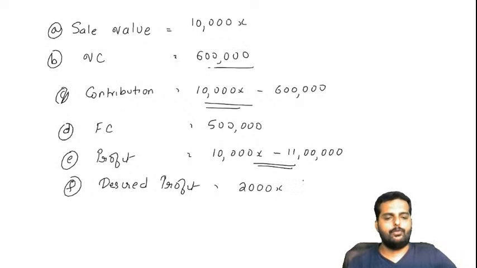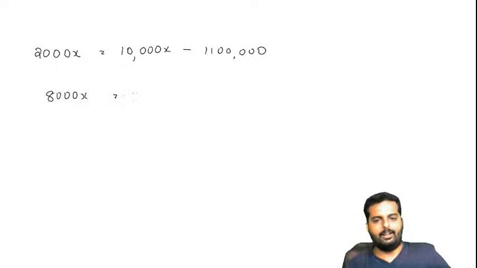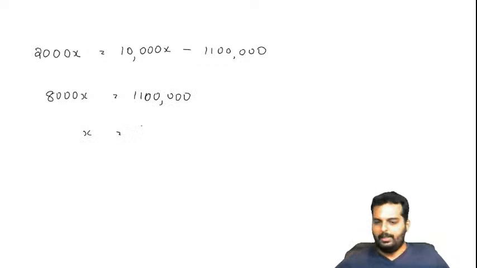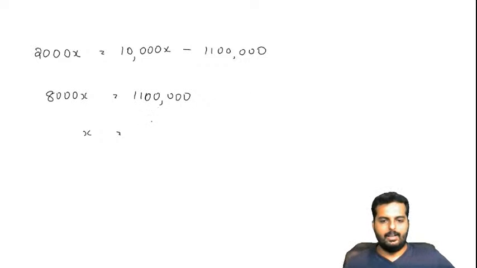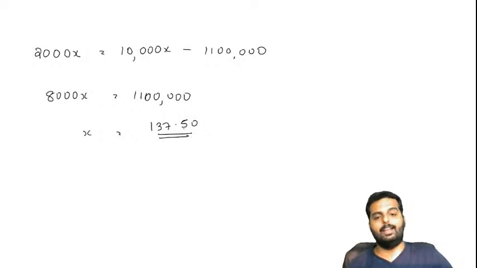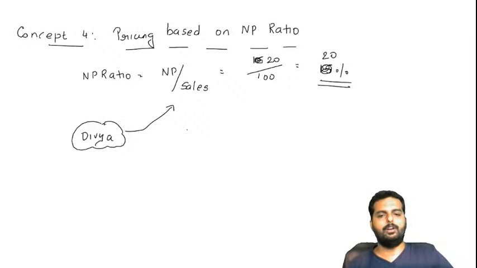Okay. So once I get this answer, I would say my desired profit is supposed to be 2000x. So from this we can now create an equation that 2000x should be equal to 10,000x minus 11 lakhs. So 8,000x would be equal to 11 lakhs. Therefore, x would be equal to 137.5. So the conclusion is that if my selling price is 137.5, I get the desired NP ratio. Okay. Can you write down from here now in your books?